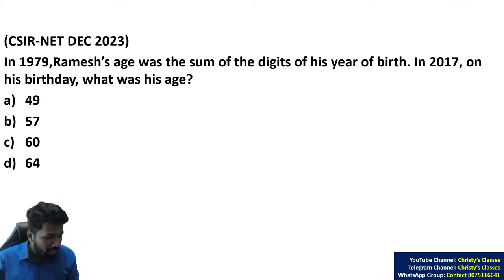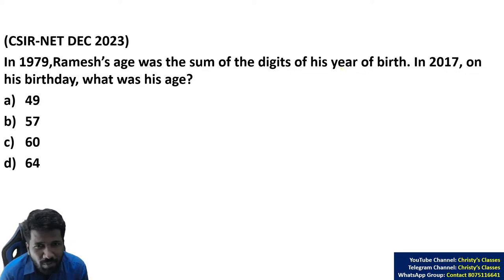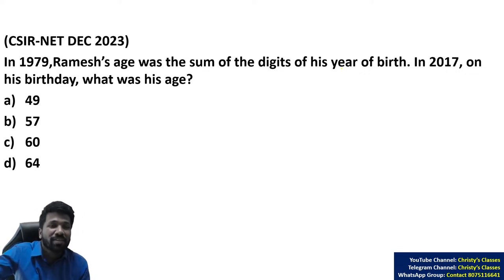Okay, so I'll explain. Some of you got an answer. In 1979, Ramesh's age was the sum of digits of his year of birth. So this question, when you read it first itself, you get a confusion. What does the question mean? Because there are too many things that are unknown to us. Ramesh ka age pata nahi hai, aur year of birth ke baare mein bhi mention kiya hai. Aur 1979 mein kya situation hai, wo bhi mention kiya hai, and 2017 mein uska age kya hai.